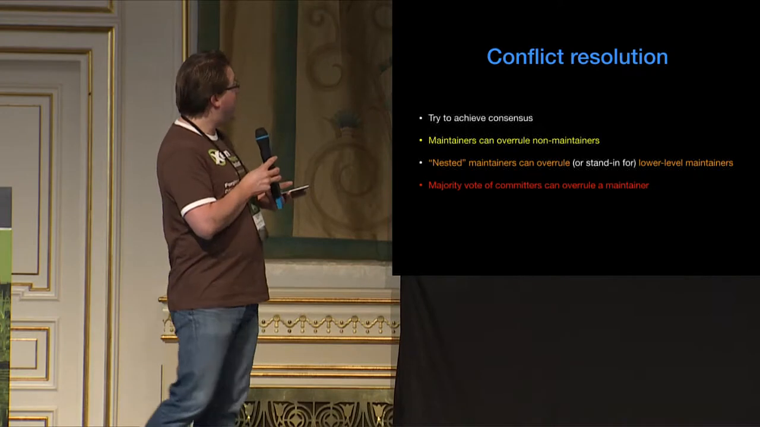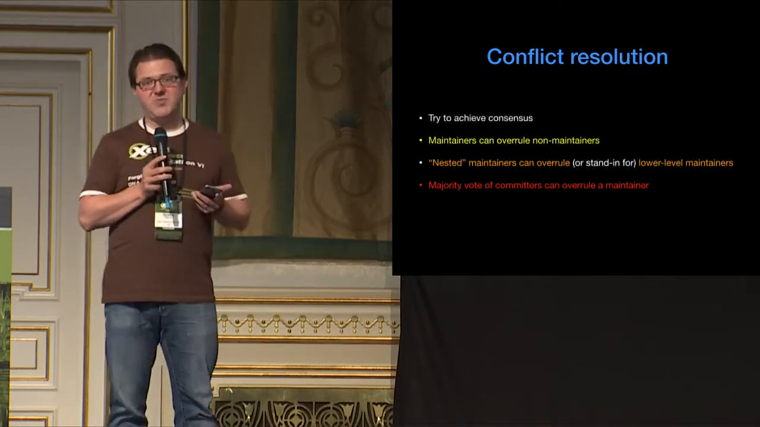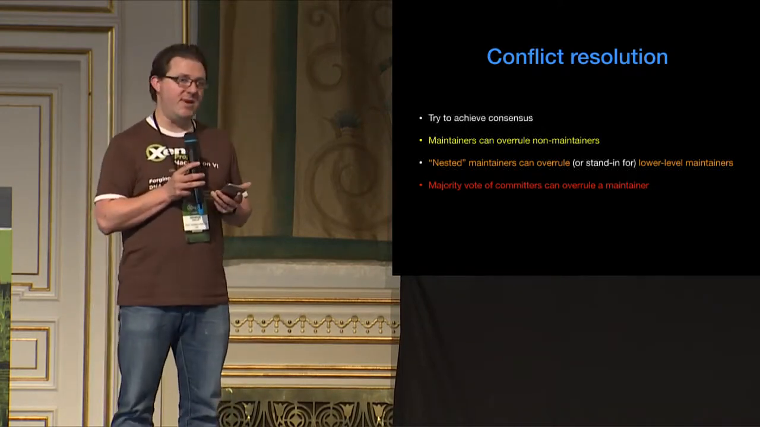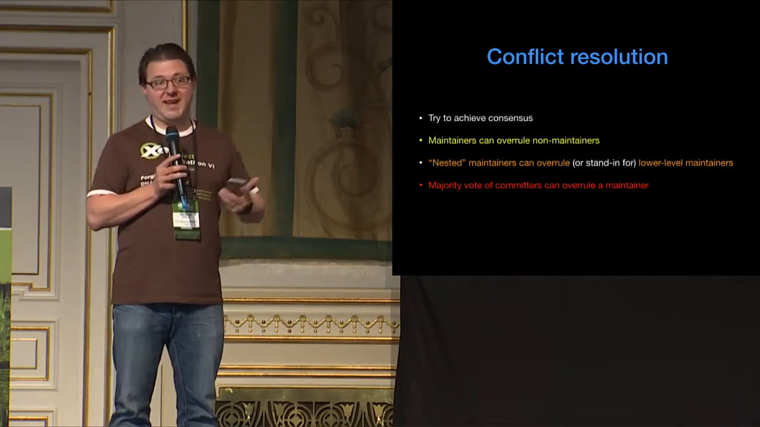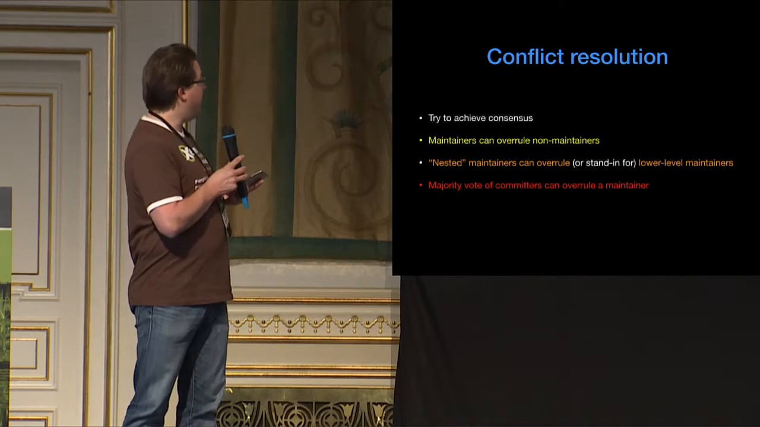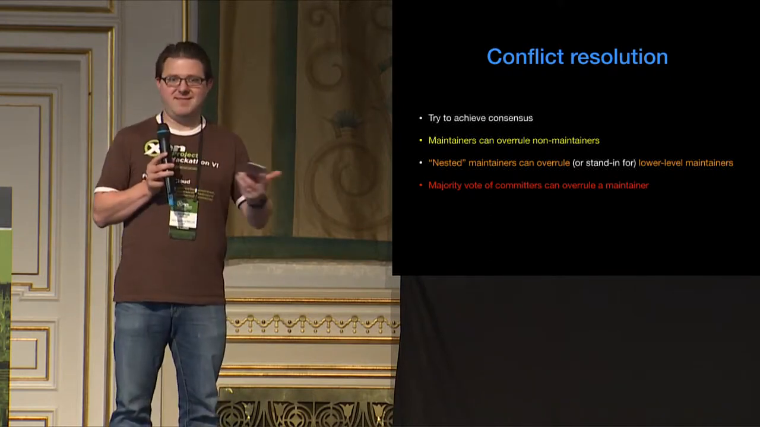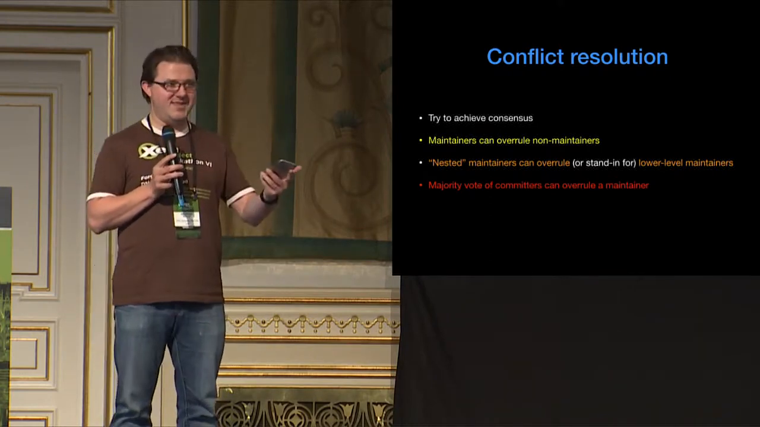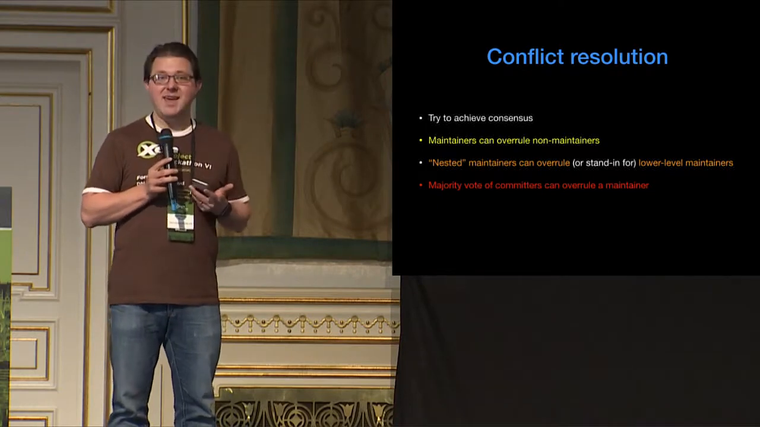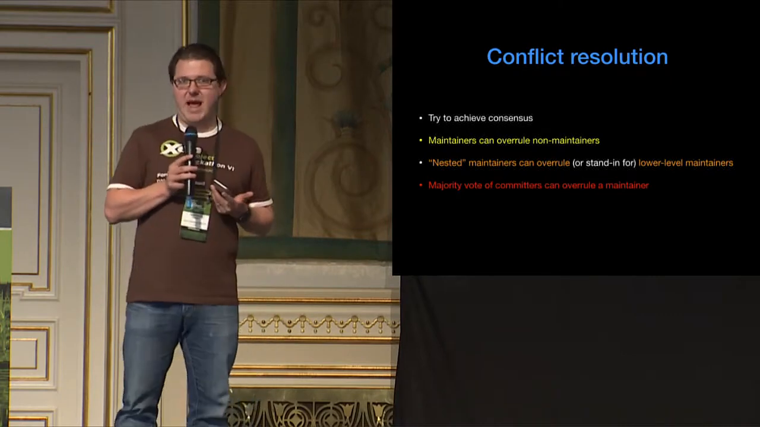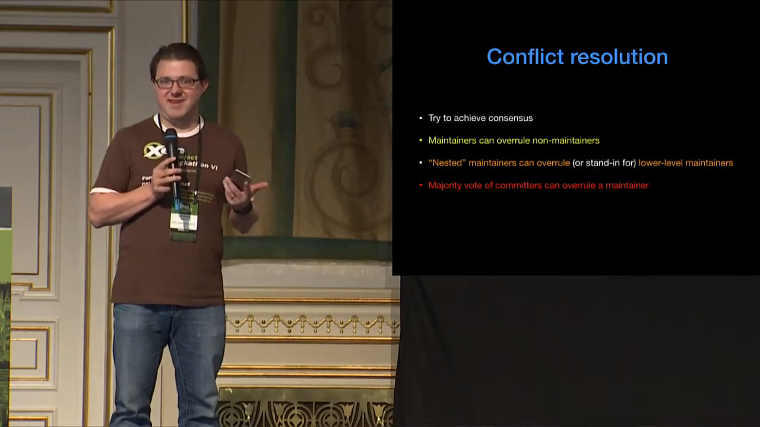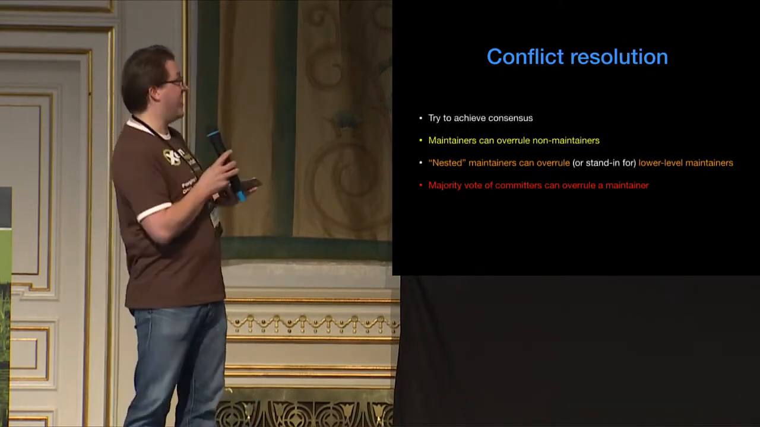And of course, if there's a maintainer who's just being completely unreasonable, then a majority of the vote of the committers can overrule a maintainer. But obviously this is in red because, if you're a maintainer of a code and someone says, this is the way it should be, and you're overruled by that, the likely effect is that the person would probably be offended and leave the project.